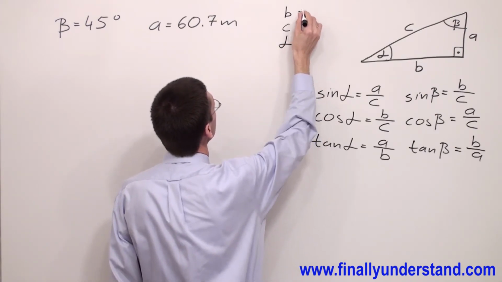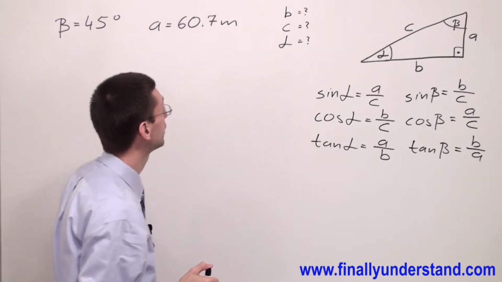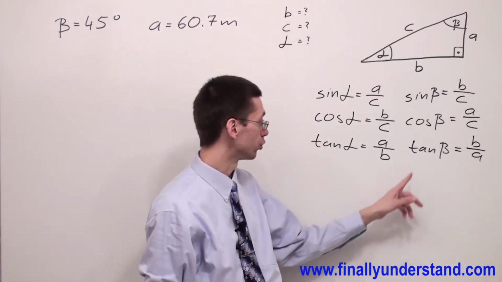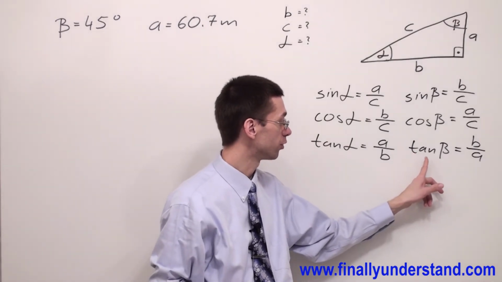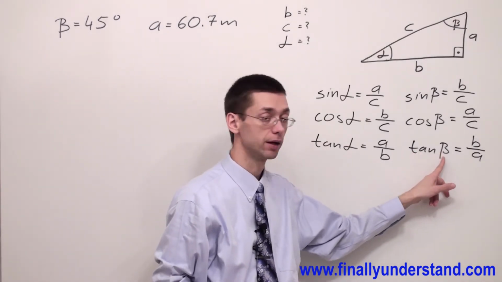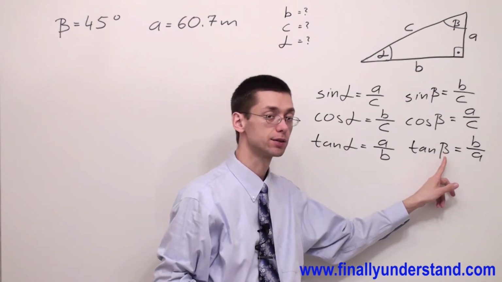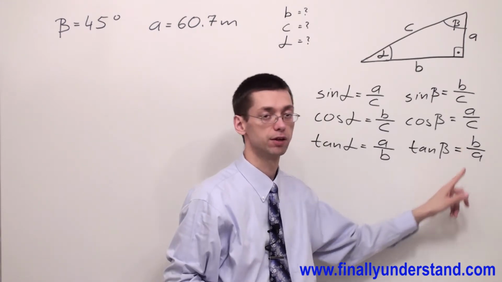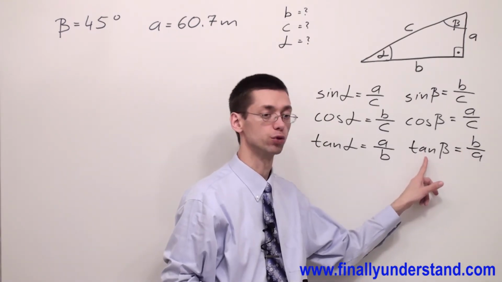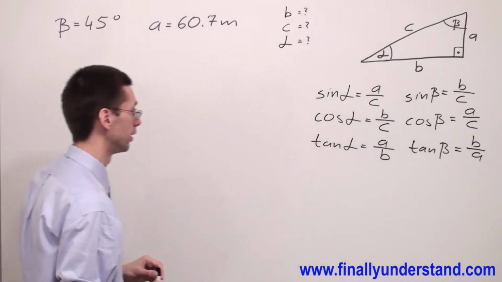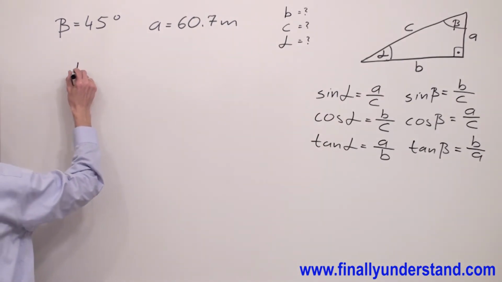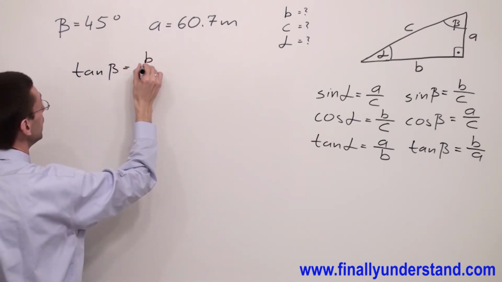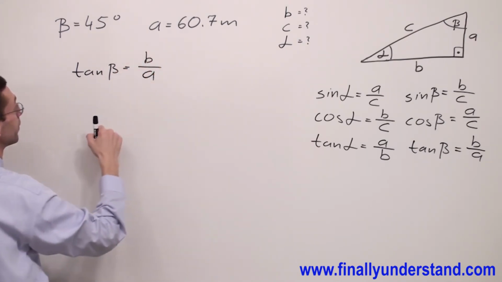Okay? Now, in order to find side B, I'm supposed to use the formula for tangent beta. Why? Because beta is given, side A is given, and I can find B very easily. That's why I'm supposed to use this formula. Okay? So we have tangent beta is equal to B over A.